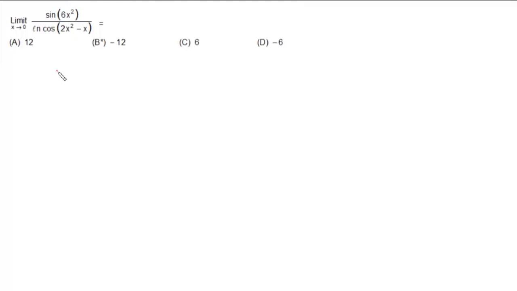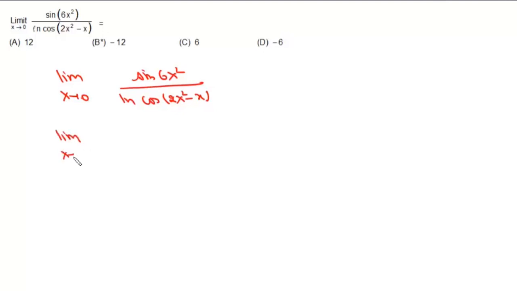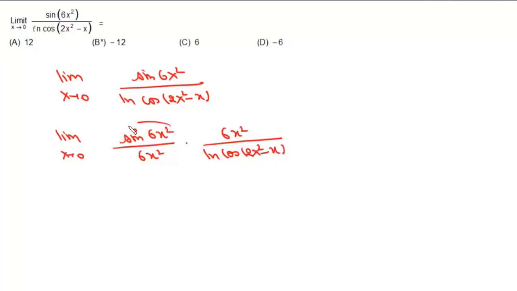Now here the question is, we need to solve this limit. Limit x tends to 0 sin 6x square upon log cos(2x square minus x). Now what we'll do is, we'll write this as limit x tends to 0 sin 6x square upon 6x square, and here will be this 6x square upon log cos(2x square minus x).